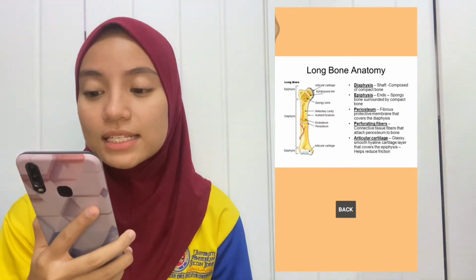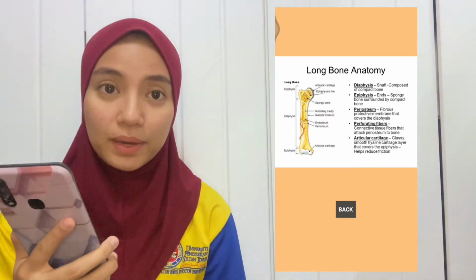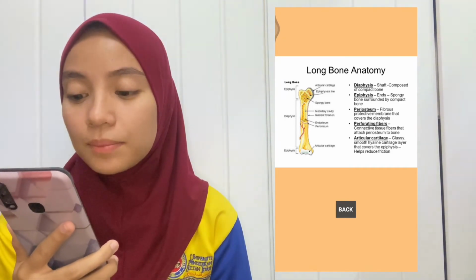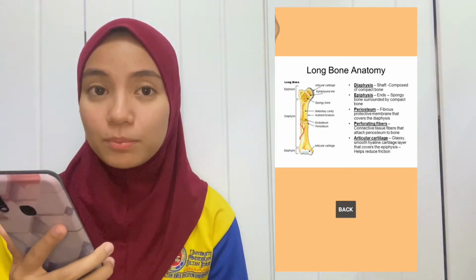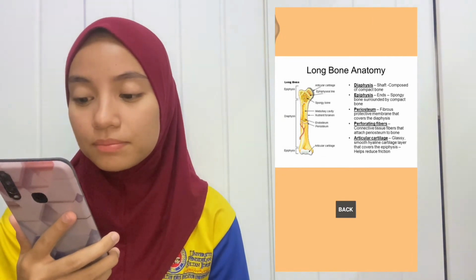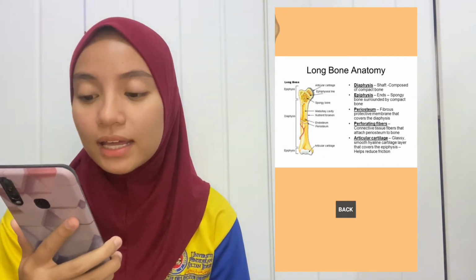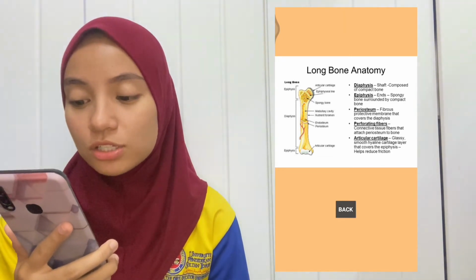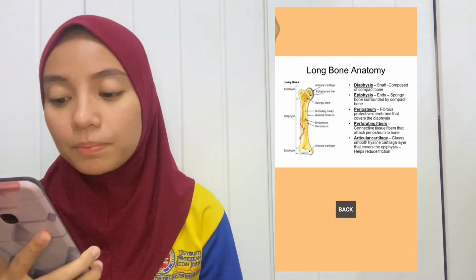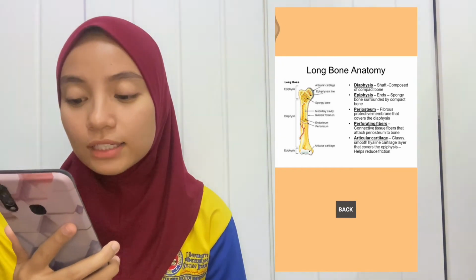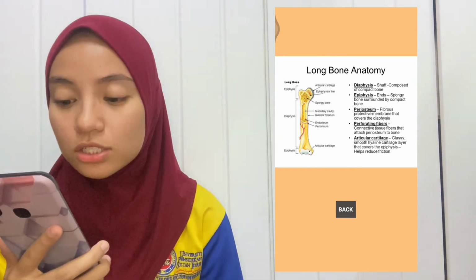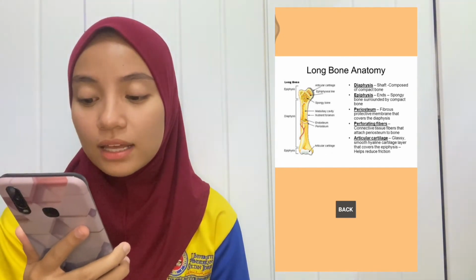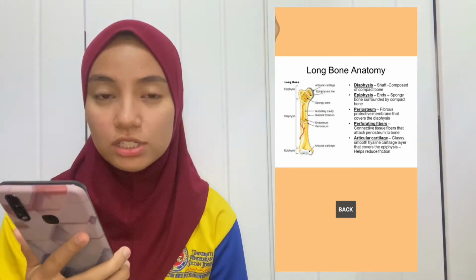Diaphysis: shaft composed of compact bone. Epiphysis: ends, spongy bone surrounded by compact bone. Periosteum: fibrous protective membrane that covers the diaphysis. Perforating fibers: connective tissue fibers that attach the periosteum to bone. Articular cartilage: glassy, smooth hyaline cartilage layer that covers the epiphysis and helps reduce friction.